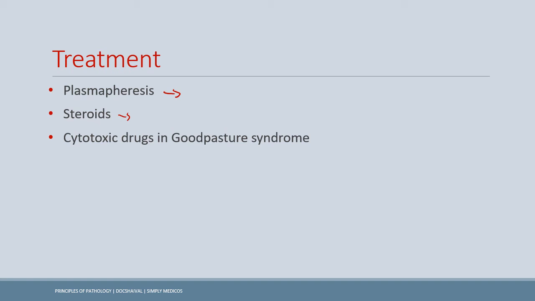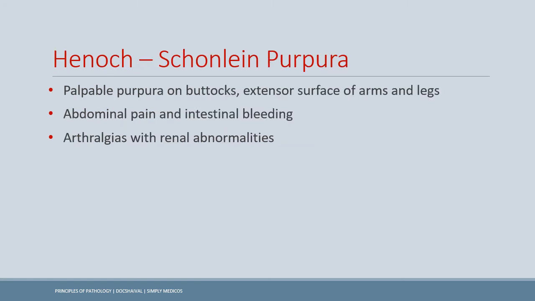Then cytotoxic drugs are useful in case of Goodpasture syndrome because we have the antibodies directly attaching to the glomerular basement membrane. Okay, so let's briefly touch on HSP, that is Henoch-Schönlein purpura, which is actually a systemic vasculitis, and we would also see about it again in the vasculitis lectures. Now, the characteristic feature of HSP is that it has palpable purpura on the buttocks and on extensor surfaces of arms. It is also associated with abdominal pain and intestinal bleeding, and we would have arthralgia with the renal abnormality.